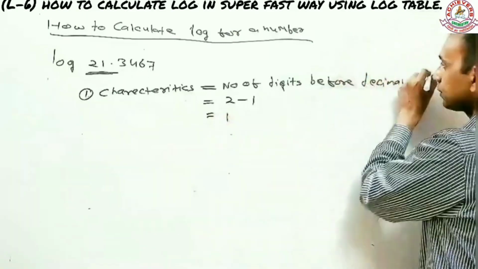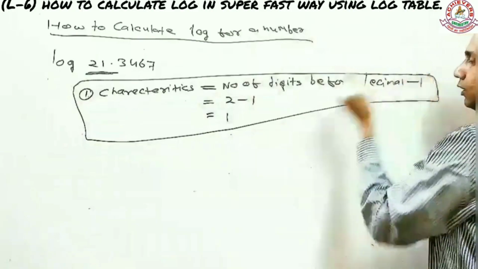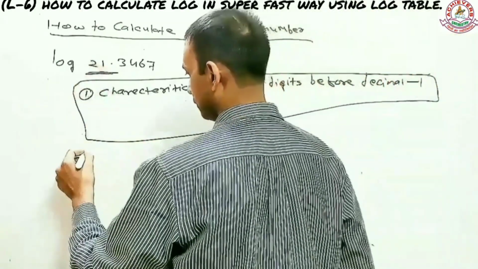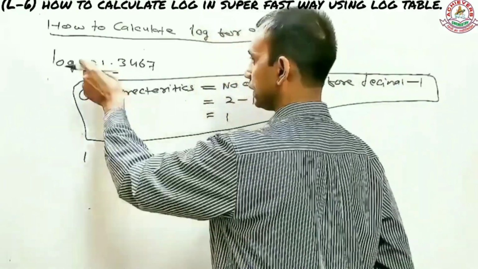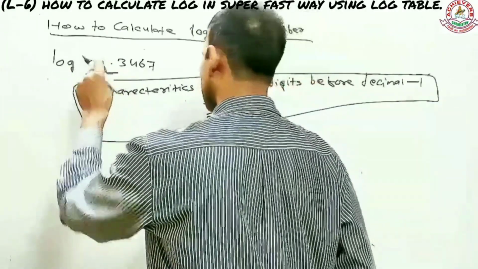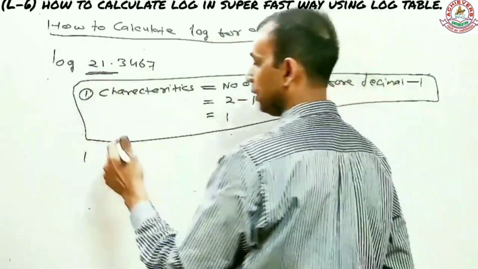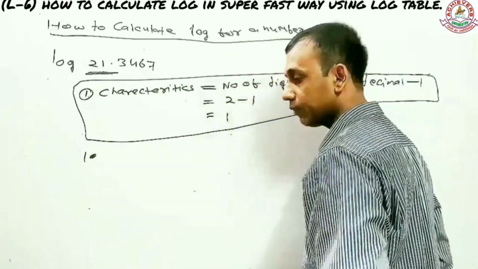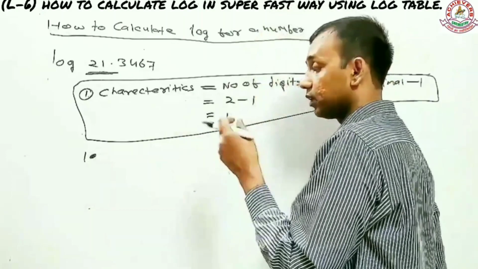After you calculate the characteristic, half of the work is done. You have to place 1 here because I have taken the characteristic of this number. Remember, this may be 21, but the number of digits was only 2, so that's why I subtracted 2 minus 1. So this 1 has come. After that, whatever number you are calculating the log for, just place a decimal after the characteristic.